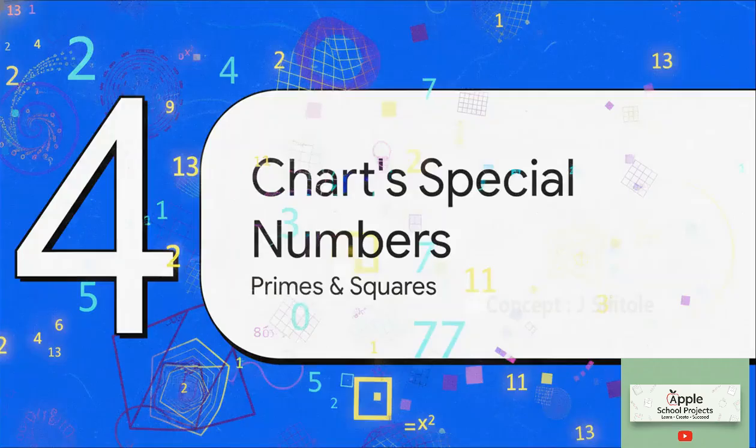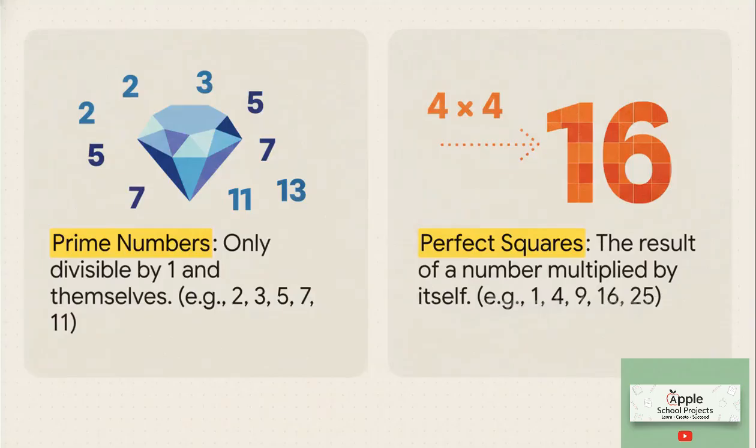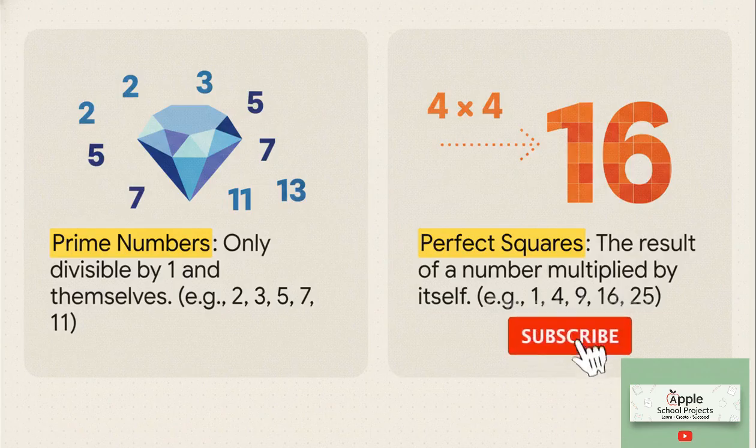Okay, now let's talk about some of the superstars of our number map. The special numbers, the ones that kind of do their own thing. I'm talking about prime numbers. The rebels, only divisible by 1 and themselves. And then you've got the perfect squares. These are the results of a number times itself, like 2 times 2 is 4, 3 times 3 is 9. You get it. Let's go find them.